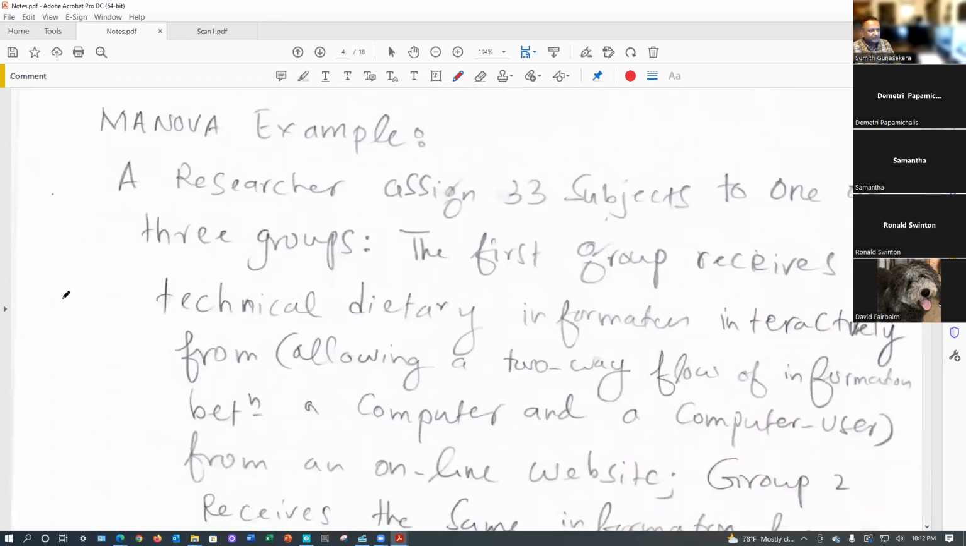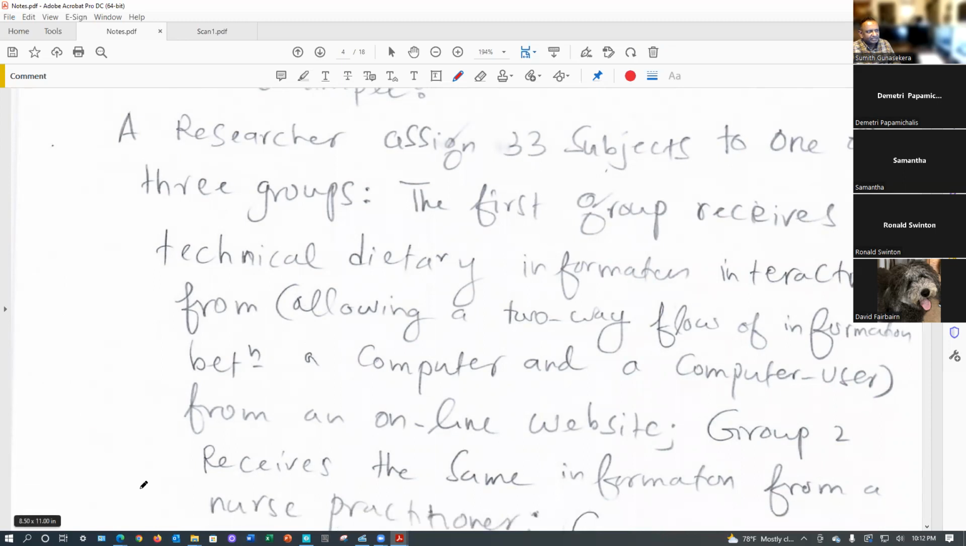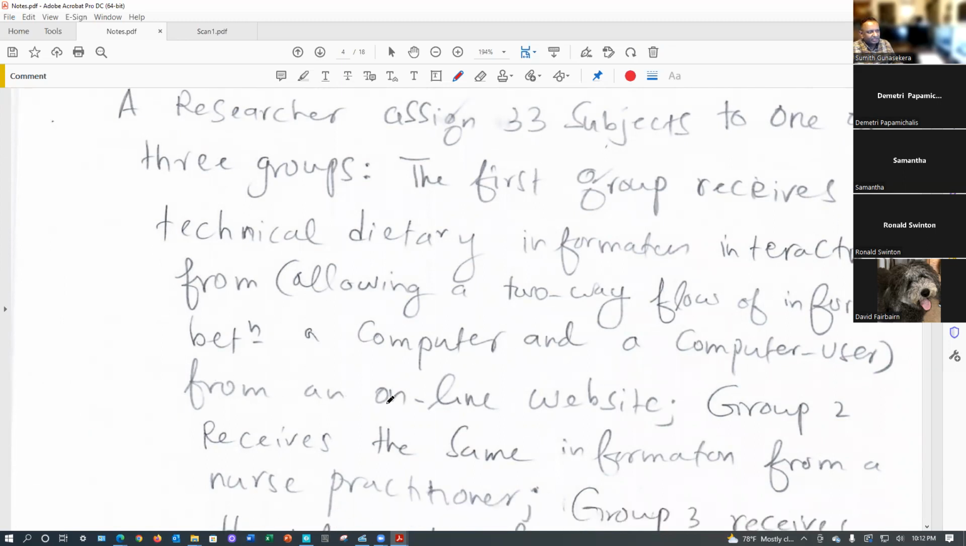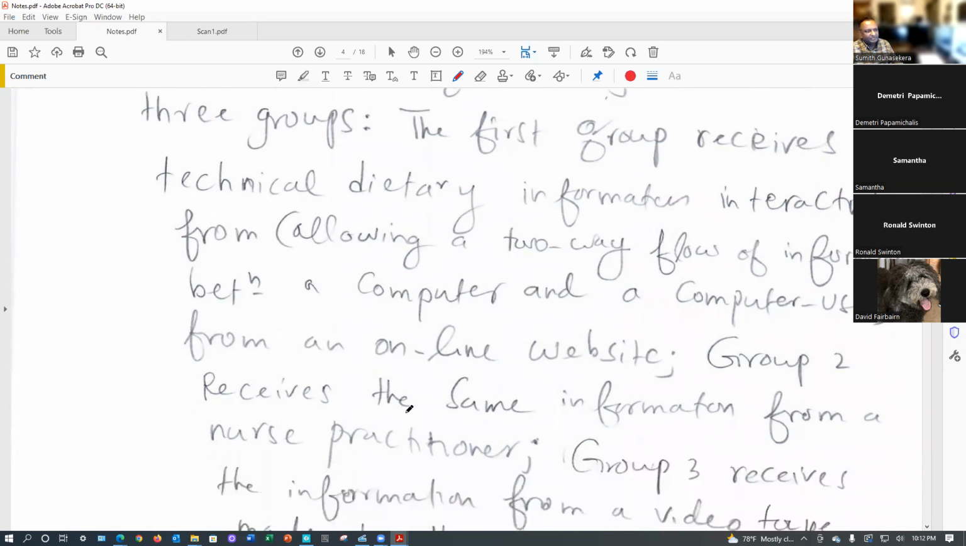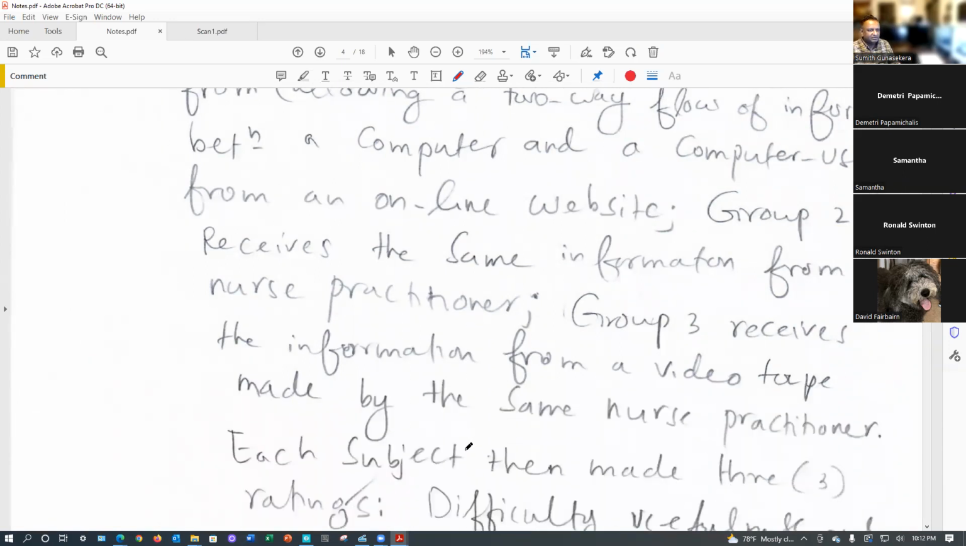See, MANOVA example. The researcher assigned 33 subjects to one of three groups. The first group receives technical dietary information interactively, a two-way interaction for information between the computer and the person, from an online website. Group 2 receives the same information from a nurse practitioner. This one from a website, this one from a nurse practitioner. The third group receives the information from a videotape made by the same nurse practitioner.